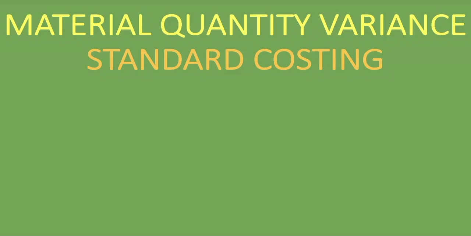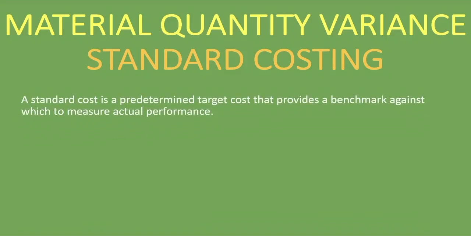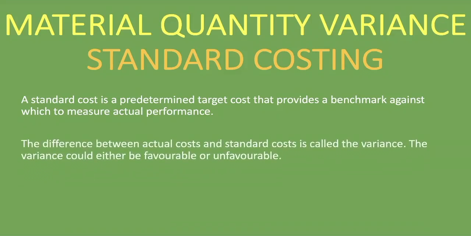So what is material quantity variance? Well, first of all, we have been mentioning what standard cost is, and it is a predetermined target cost that provides a benchmark against which to measure actual performance. We've gone into this in great detail in our other lessons. We say that the difference between the actual costs and standard costs is called the variance.